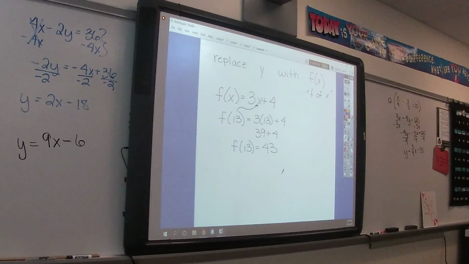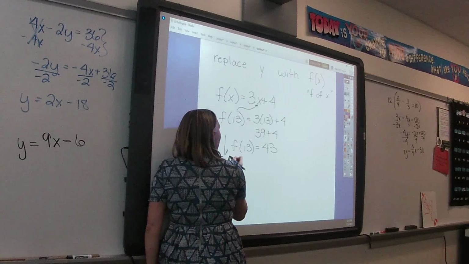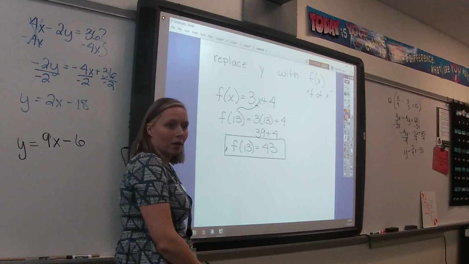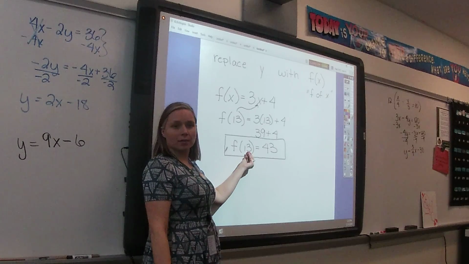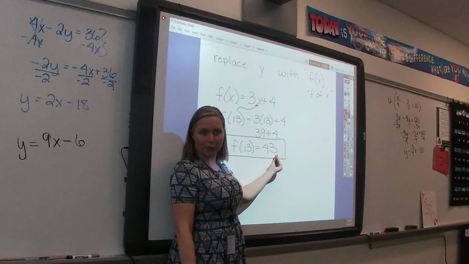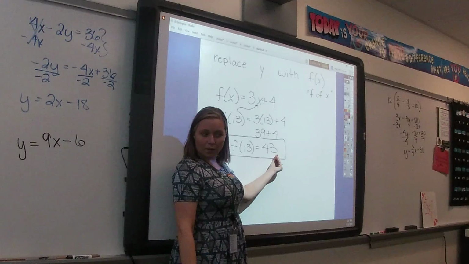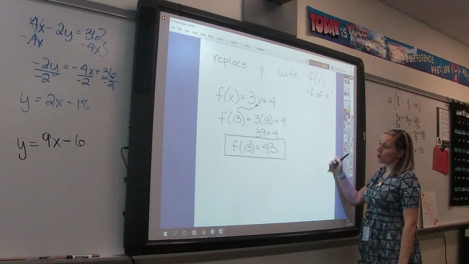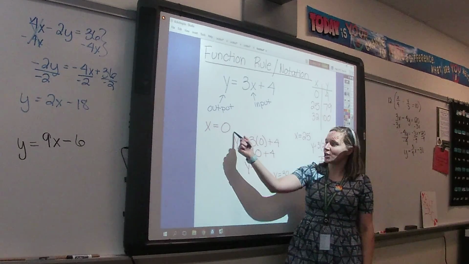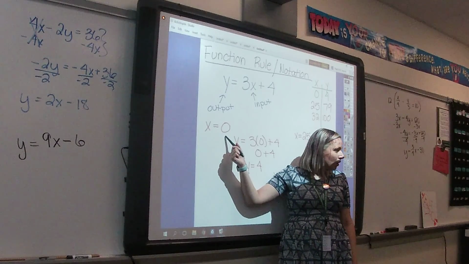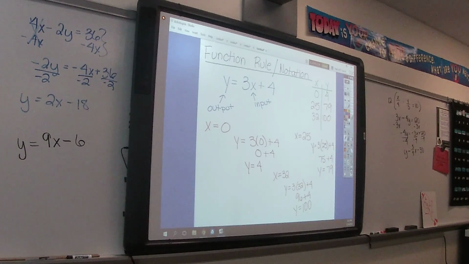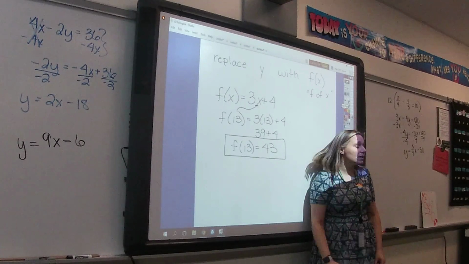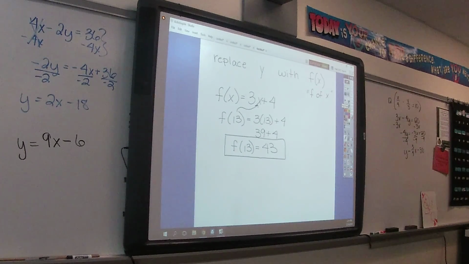Now I have this problem solved, I have all of my information stored in one chunk. My x value is 13, my y value is 43. When I had it as a function rule, I had to go back up over here to find my x value, or I had to write it in another format to find which x and y went together. In function notation, I have that x and y paired up nice and neat for me from the get-go.